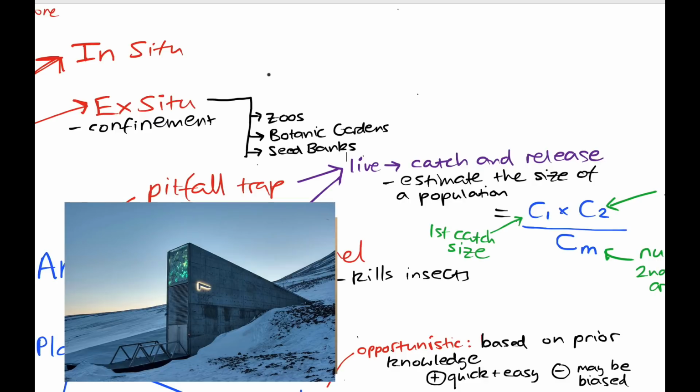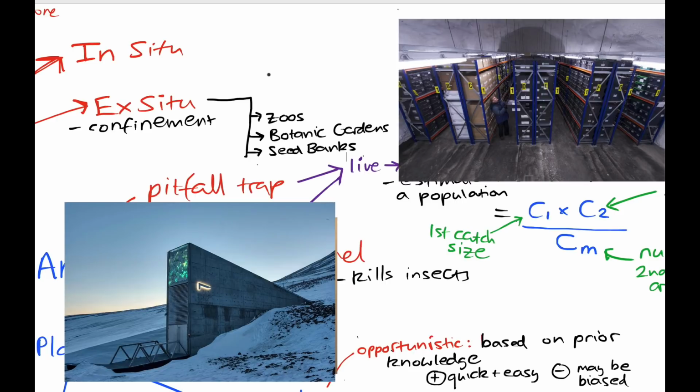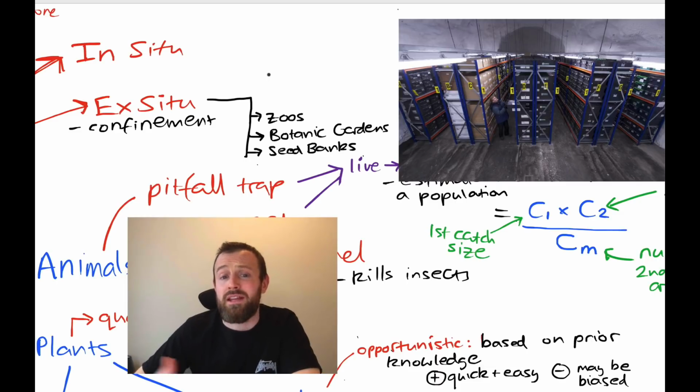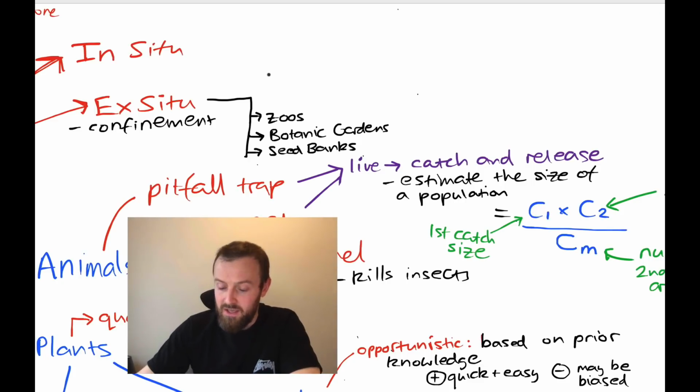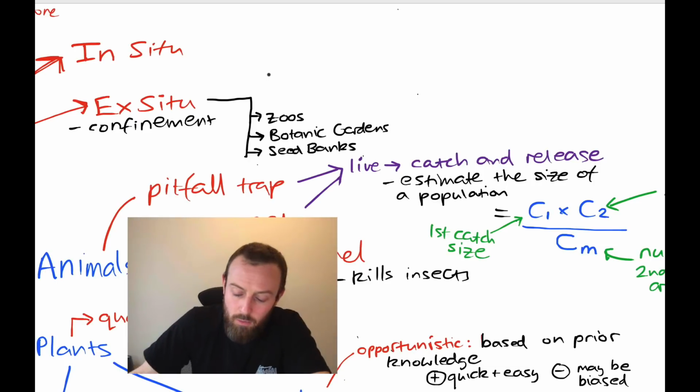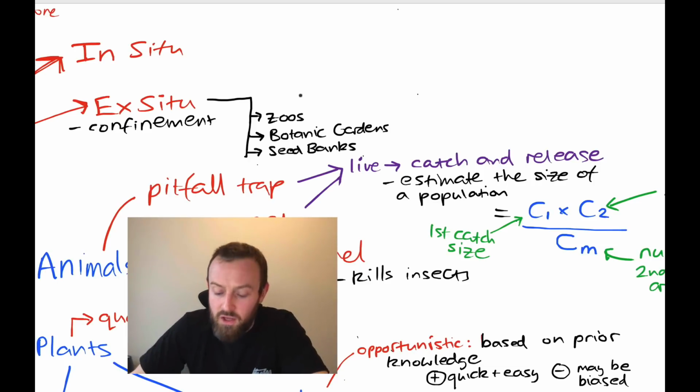It's built in a place where supposedly, even in a nuclear war, all the seeds stored there under frozen conditions would survive. And if there was a nuclear war, we could use all those seeds to replant the world, which hopefully we won't have to do, but that's the idea behind it. Okay, so ex situ, those are some examples, but why would we do this? What are the advantages and disadvantages of this?